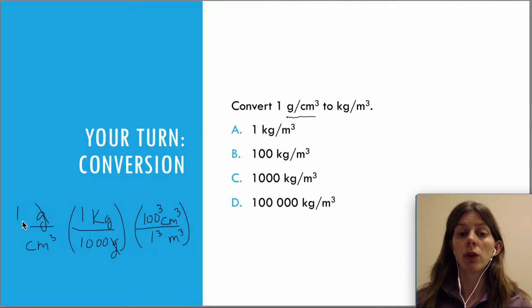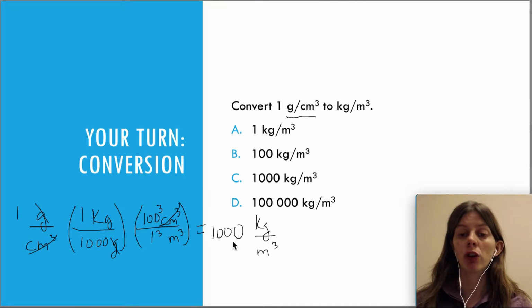To convert 1 gram per centimeter cubed into kilograms per meter cubed, we end up dividing 1 by 1,000 and then multiplying the whole thing by 100 cubed. You can see that the centimeters cubed cancel out, and we're left with kilograms per meter cubed for our units. And if you do 100 cubed divided by 1,000 times 1, you will get 1,000.